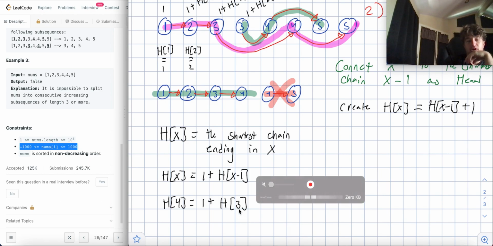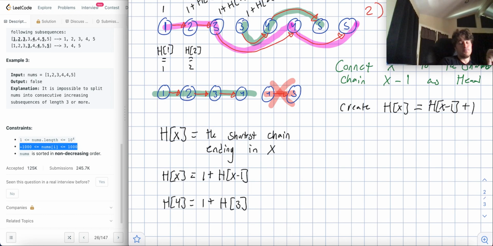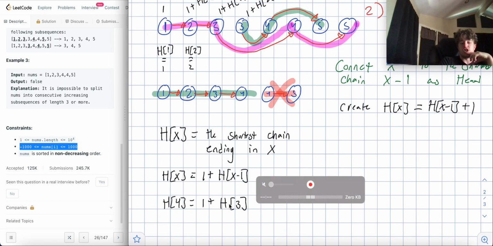So then whatever h of 3 is, whatever the shortest head is ending at 3, I'm going to connect myself to that, and so on and so forth, right? So we need a data structure that can give us the shortest chain ending at any value. Now, what's difficult about this data structure is, when you connect something, it's no longer a head. When I connect 4 to the shortest chain ending at 3, 3 is no longer a head here, right?